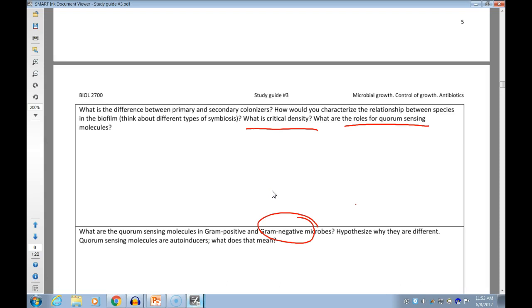Different structures of the cell wall facilitate different transport mechanisms. What is the selective pressure to evolve specifically to use homoserine lactone versus peptides? We don't know, but it turns out the sensing molecules are distinct. What is auto-induction? What are the auto-inducers? Pretty much it's a positive feedback loop. These molecules induce their own production.